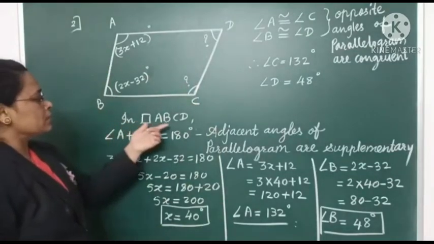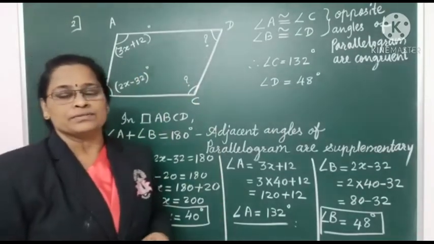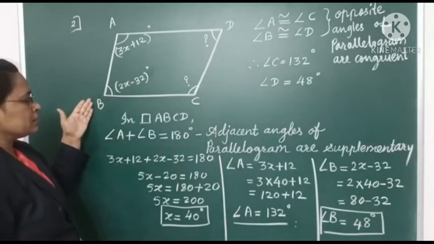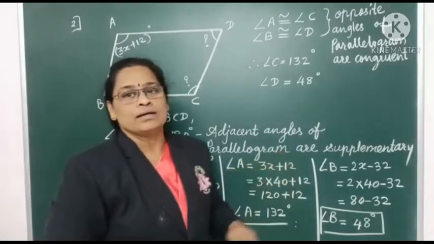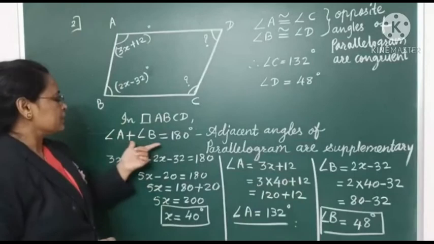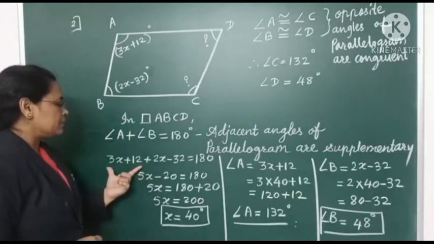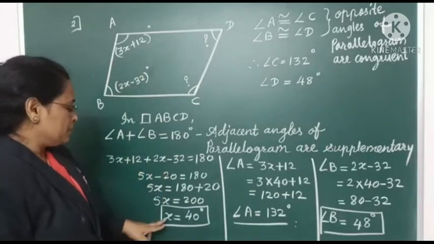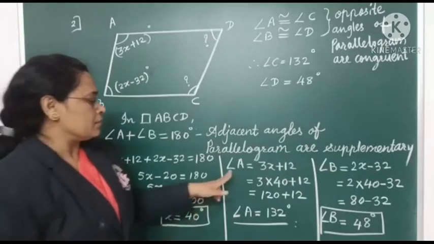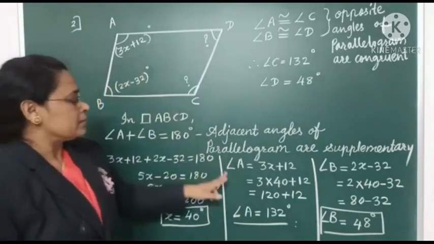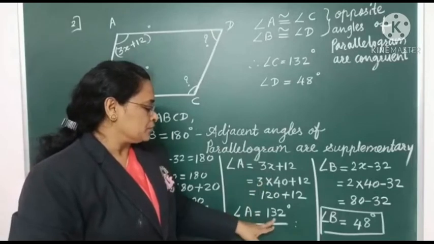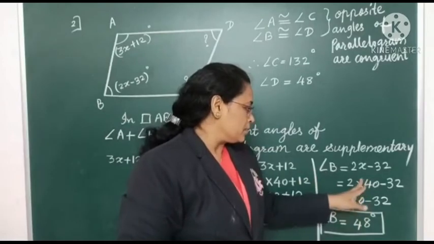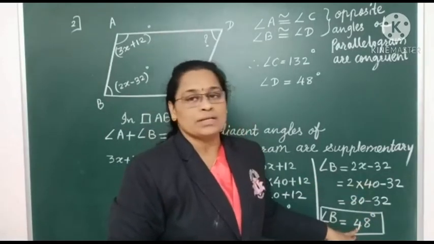Here in quadrilateral ABCD, as it is a parallelogram, we'll use the properties of a parallelogram. Angle A and B are adjacent angles, and adjacent angles of a parallelogram are supplementary. So angle A plus angle B is equal to 180 degrees. Substituting the values of angle A and B which are given, we find x is equal to 40 degrees. Substituting in angle A, 3x plus 12, we get angle A is 132 degrees. Similarly, angle B, after substituting the value of x, is 48 degrees.